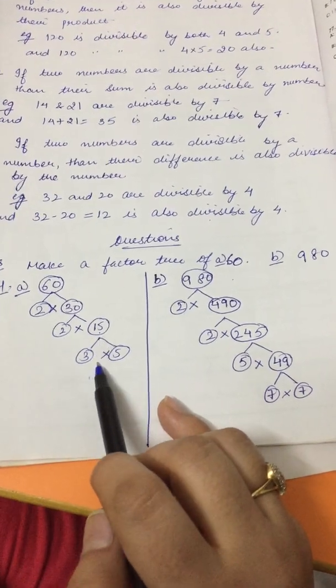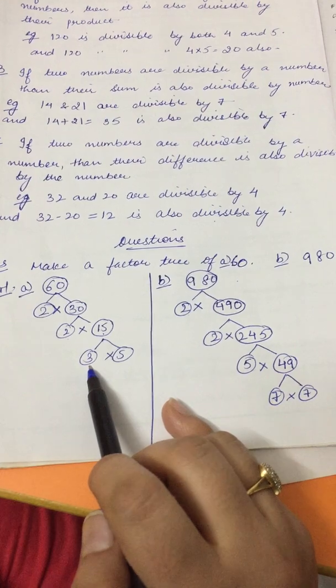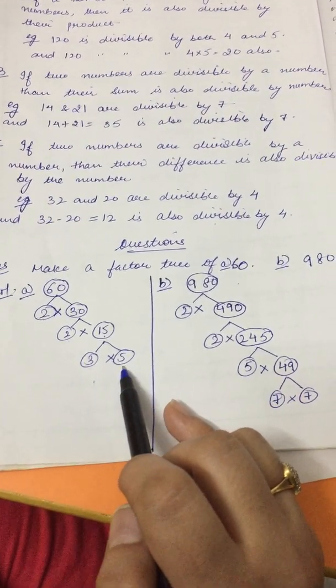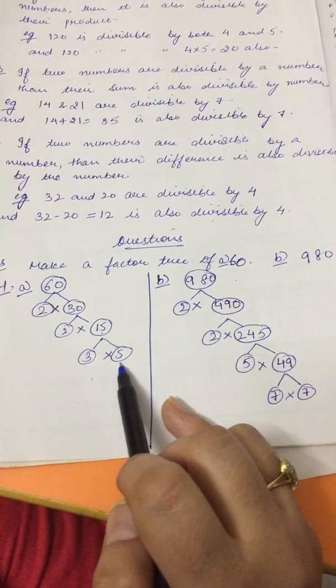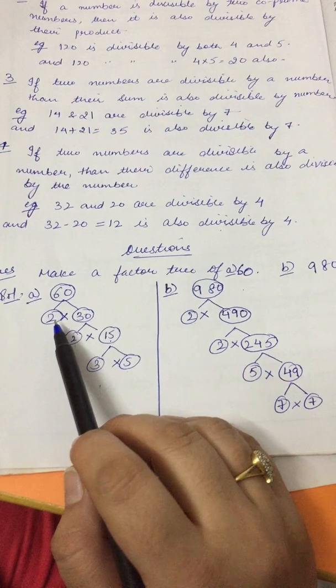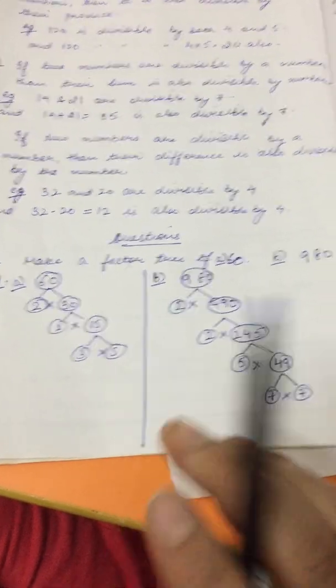Now 15 cannot be written as a multiple of 2. But 15 can be written as a multiple of 3. So 3 into 5. Now this 5 cannot be further split because this is also a prime number. So we will stop here. So the prime factorization of 60 is 2 into 2 into 3 into 5.